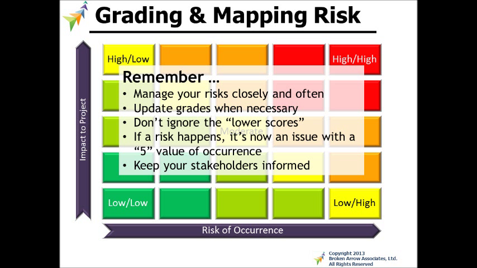When managing risks, remember to do it closely and often, making updates to your risk log along the way. And never ignore the lower scoring items, as they can cause almost as much difficulty as the bigger ones. When a risk is realized, recategorize it as an issue and change the likelihood score to 5. And above all, keep your stakeholders informed throughout the process.